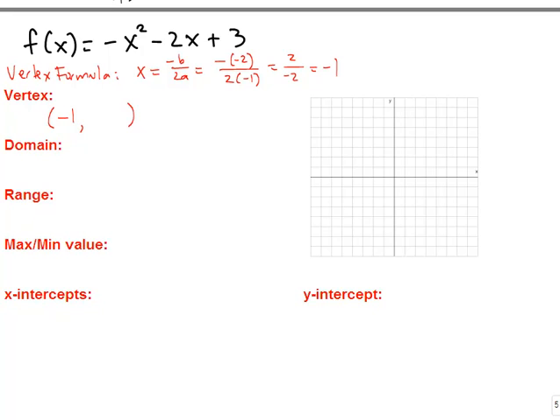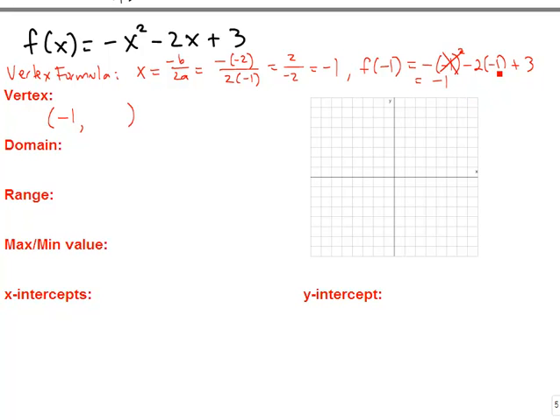For the y coordinate, you get it by plugging negative 1 in for these x's. So we're going to figure out what f of negative 1 is. So that's going to be minus negative 1 quantity squared minus 2 negative 1 plus 3. This negative 1 goes away to a positive 1, but the minus out front stays there. So this simplifies to negative 1.